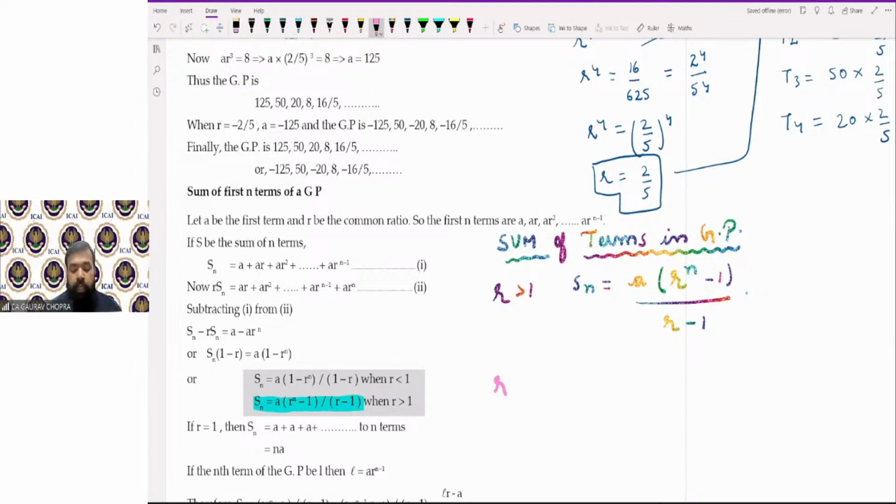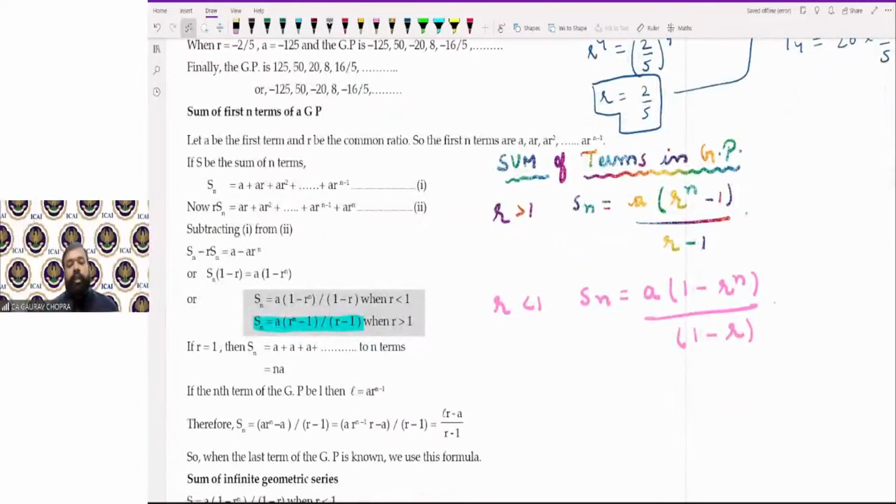Now, if the value of R is less than 1, then there will be a slight variation in the formula. Then what you have to do? A multiplied by 1 minus R to the power of n upon 1 minus R. So this is the small change in the formula. तो आपको बस ये देखना है कि क्वेश्चन में R का वैल्यू 1 से ग्रेटर है या 1 से स्मॉलर है. Accordingly, you can apply the formula. All right.